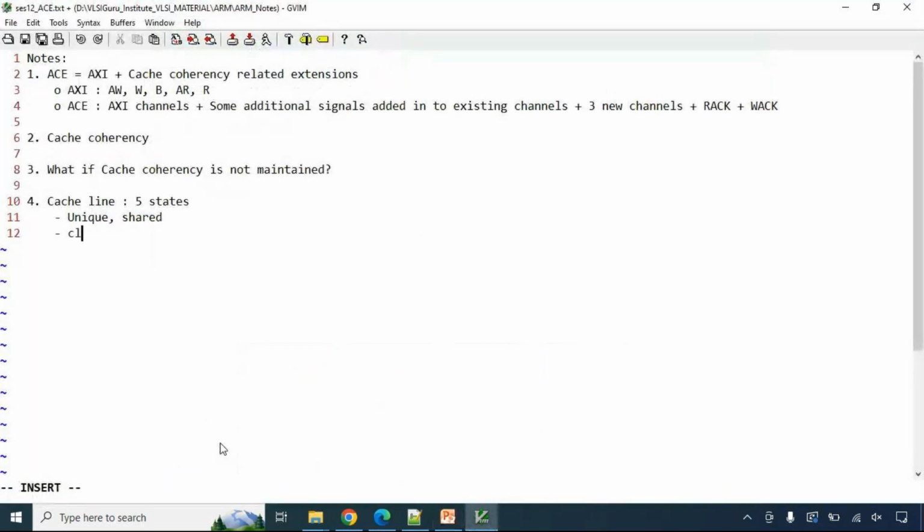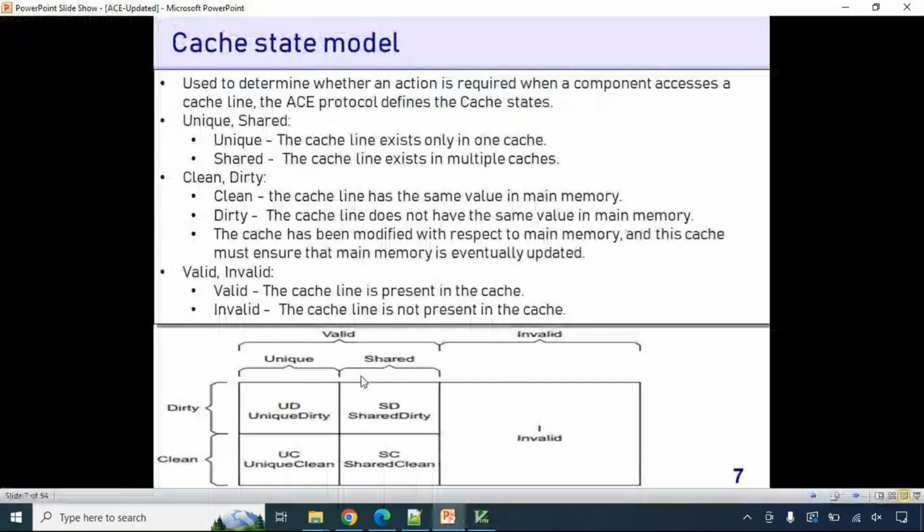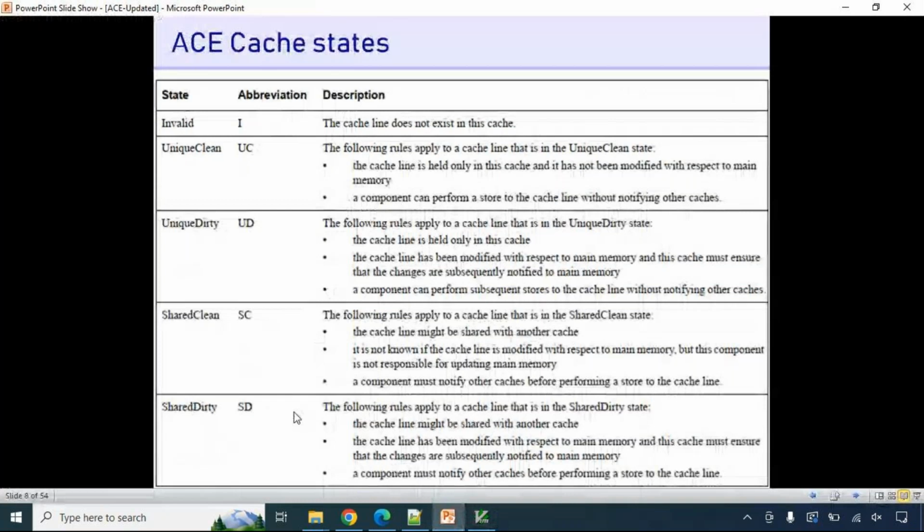Dirty, clean and dirty. This is the next combination. Next is valid and invalid. So this is the combination that comes in. Now, further to it, let us try to understand the significance of each of these states. There are 5 states. Invalid, abbreviation is I.